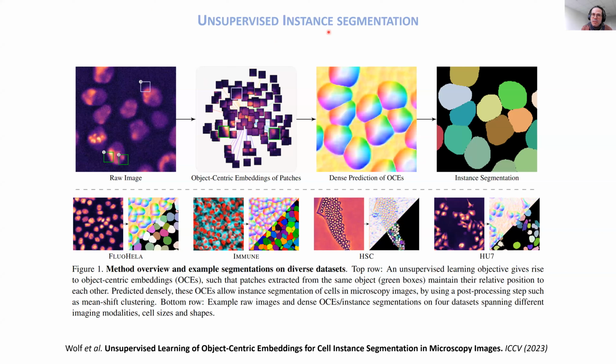And here it's really interesting because it's for instance segmentation. So for segmenting nuclei, individual objects, this is a fully unsupervised method that is able to actually segment images. That's probably something that people are really looking into.